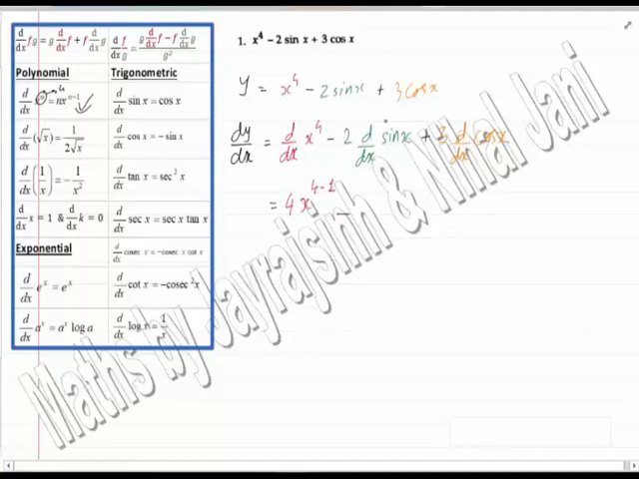Now, let's move to the second term. 2 is constant. We don't have to worry about it. We just have to differentiate sin x, and the differentiation of sin x is cos x. So let's put 2 cos x. Now in the third term, 3 is constant and the differentiation of cos x will be minus sin x. So tada, this is our final answer: 4x cubed minus 2 cos x minus 3 sin x.